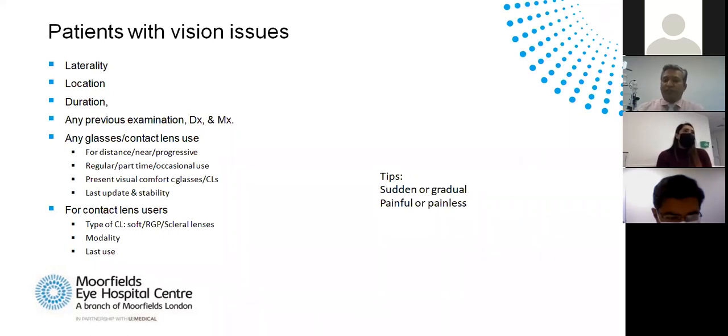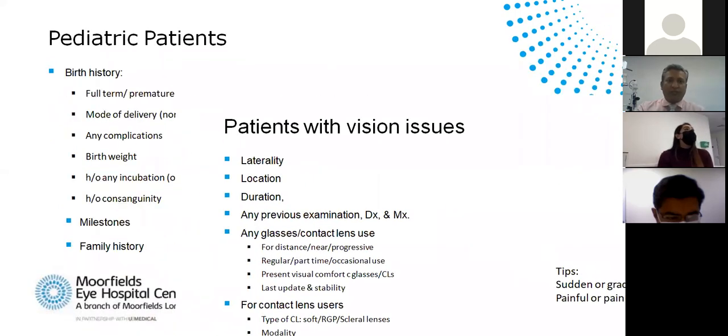And in the same way, whether it is with pain or without pain. If it is painful, then it can be BRVO or acute angle closure glaucoma, which can be painful. If it is painless, it can be refractive error, it can be cataract, like that. So that is why this information is also very important for us to get.